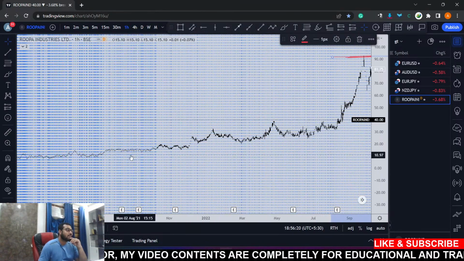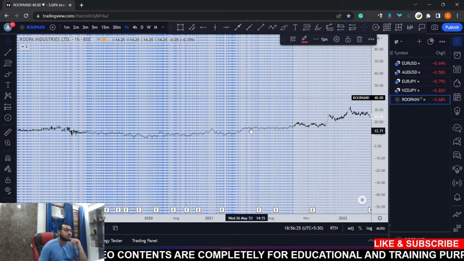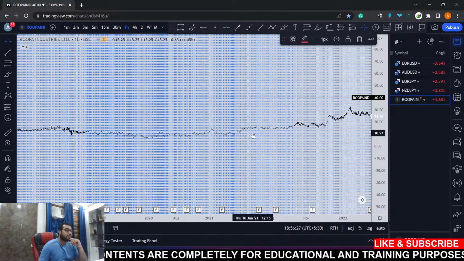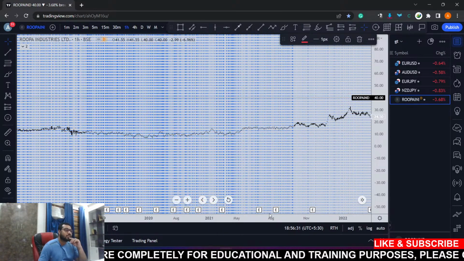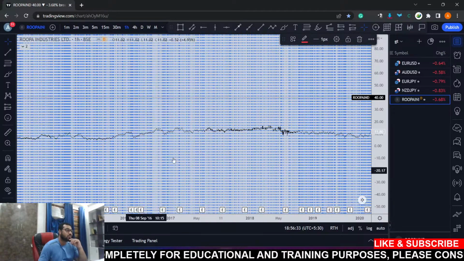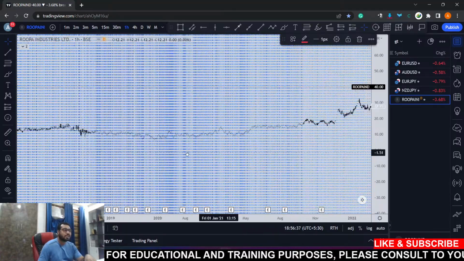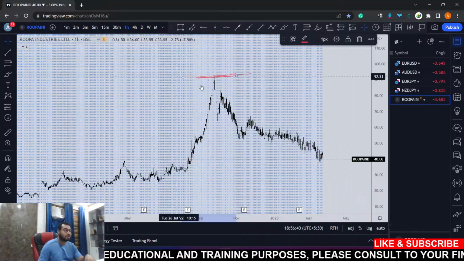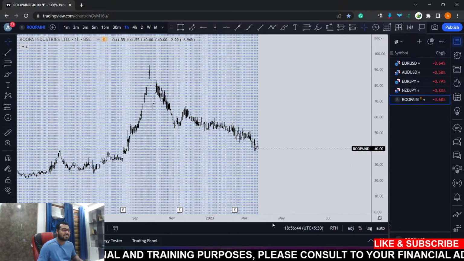And the price never went up. It remained at around 10 rupees for a long time. You can see it remained at around 10 rupees, 6 rupees, 11 rupees, 12 rupees. I did not expect that it would go to 100. You never know.